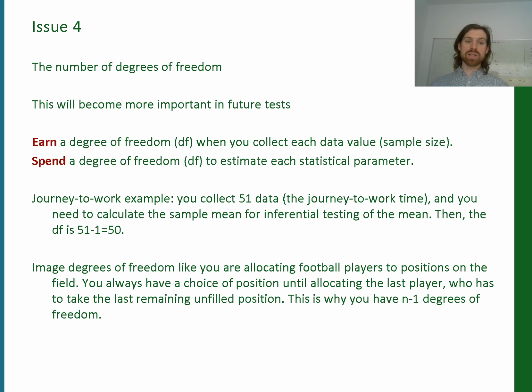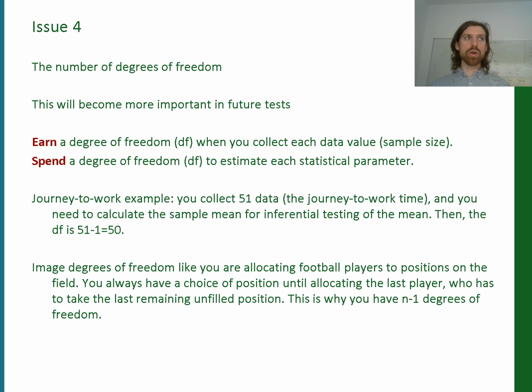Okay, so you get 50 degrees of freedom. Why is that? Well, the way that I understood it when I learned statistics, which I'm going to tell you about now, is that imagine you are allocating football players into positions on a team on the field. Each player that you place could go to any of the other positions. So the first one could go to any position. The second one could go to any of the other positions that aren't already filled.